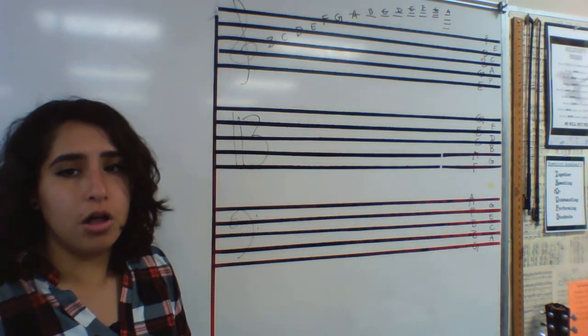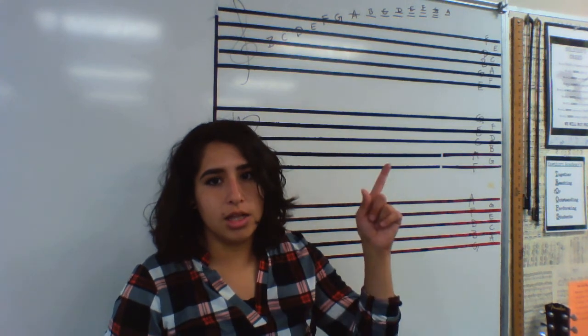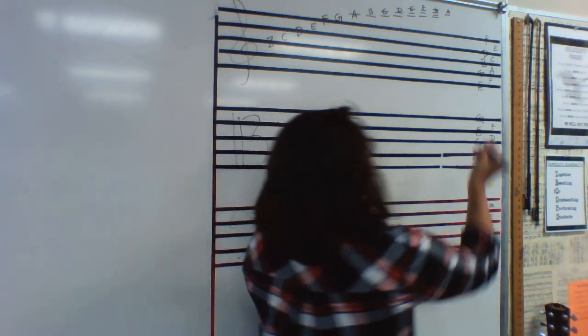But yeah, you need to have all the ledger lines, because if you only draw one of the ledger lines and you're like, that's A, it's not A. If it has one ledger line, it's B. Okay?